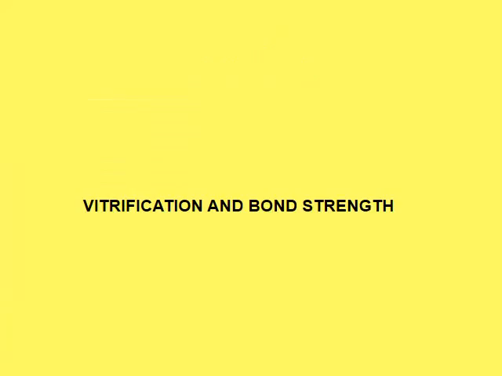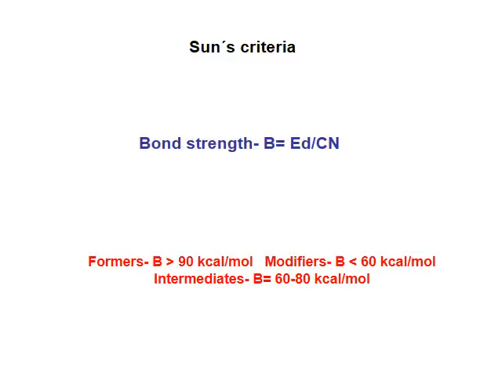And finally, the relationship of vitrification and bond strength. Sun's criterion is based on the dissociation energy, ED, and the coordination number, CN. It is a kind of distribution of the bonding energy by the number of bonds. Glass formers will present high values for this B parameter. Again, formers, modifiers, and intermediates can be separated.